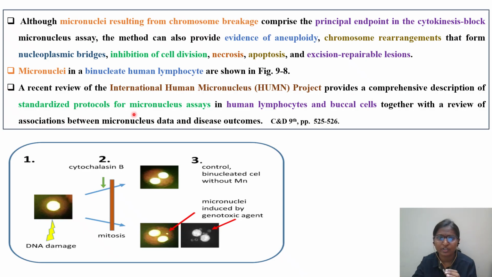Okay. Then a recent review of the International Human Micronucleus HUMN project provides a comprehensive description of the standardized protocols for this micronucleus assay in human lymphocytes and buccal cells, together with a review of association between this micronuclear data and disease outcomes. So these are the different steps. You can see very clearly the micronuclei induced by this particular genotoxic agent. Okay, and this is the cell with daughter nuclei without micronuclei. Here in this one, you can clearly see formation of micronuclei in the daughter nuclei.